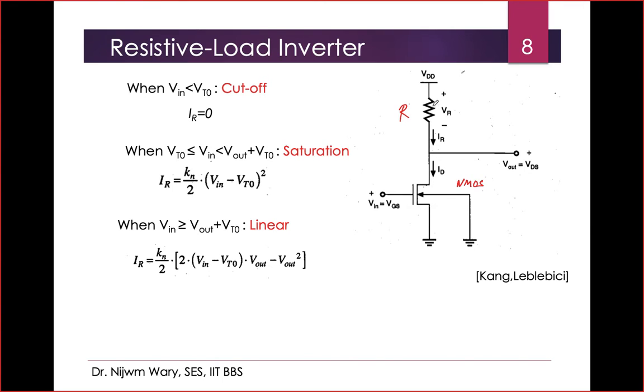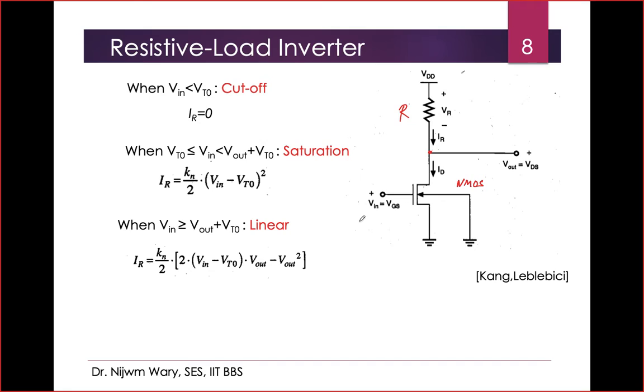So then no current will be flowing through these. If no current is flowing, then this output will be VDD, because there is no voltage drop across this resistor. So this is the situation when Vin is less than VT0: it is in the cutoff state.